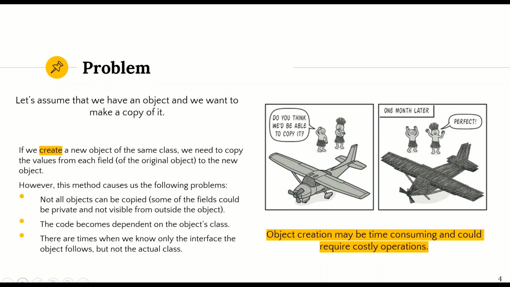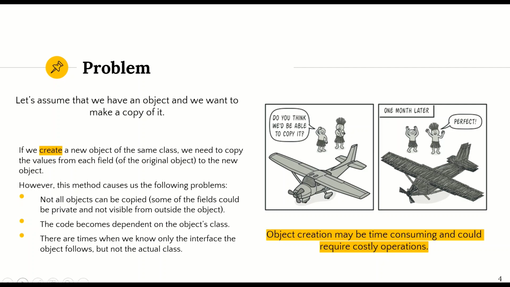To understand better this type of design pattern, let's think about the following situation. Let's assume that we have an object and we want to make a copy of it. If we decide to create a new object, we have to copy all the values from each field to the new object. Unfortunately, we can be in the situation that some fields could be private and not visible from outside the object, so we cannot create the new object. Also, there are times when we know only the interface the object follows, but not the actual class. Again, we cannot create the new object.